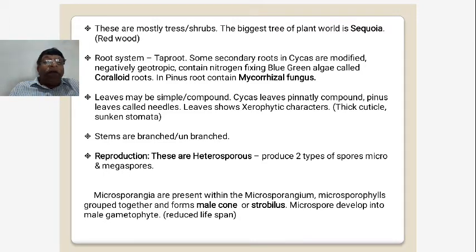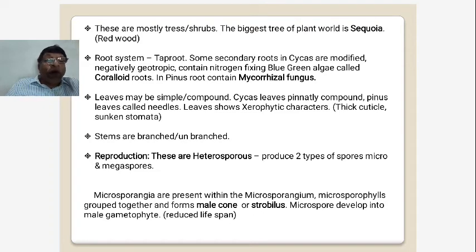The microsporophylls group together and form the male cone. In Cycas, the male cones are formed, also known as strobilus. So many microsporophylls group together and form a structure called male cone or male strobilus.